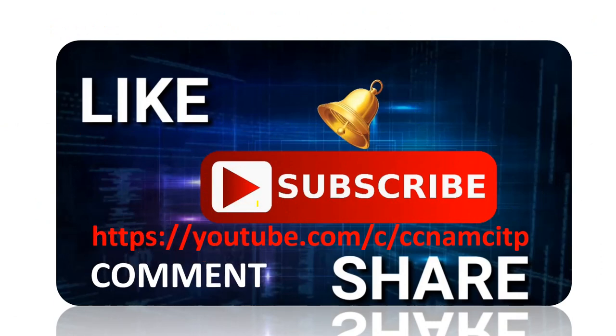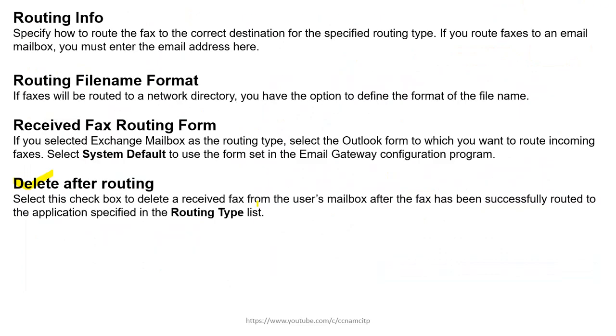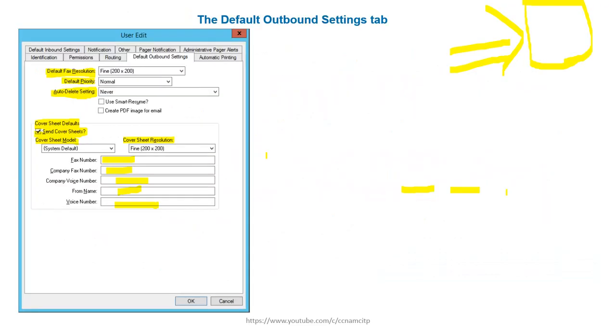In the next video we will understand the rest of the further tabs and what settings we have, like automatic printing and default inbound settings; we have understood the outbound here. So what are the default settings for incoming fax, that is inbound fax? Then notification we will learn, others, pager notification and administrative pager alerts. I will be covering those in my upcoming videos, and if you want to understand and learn, be with the channel. Till then, bye bye.